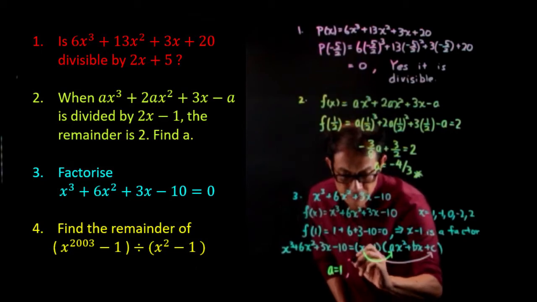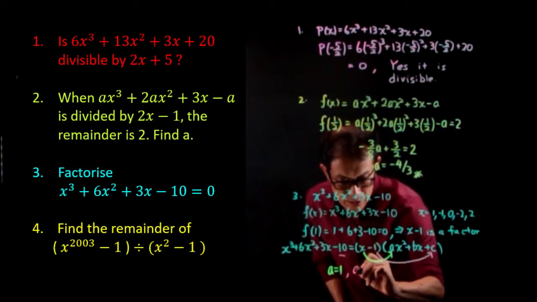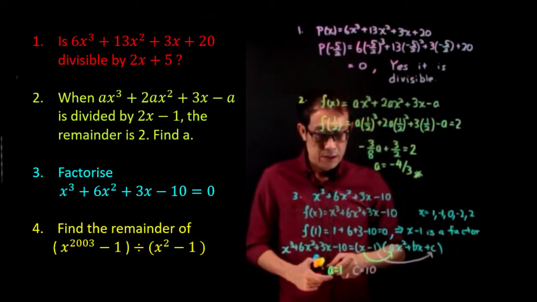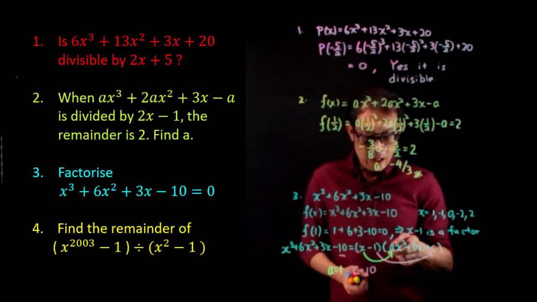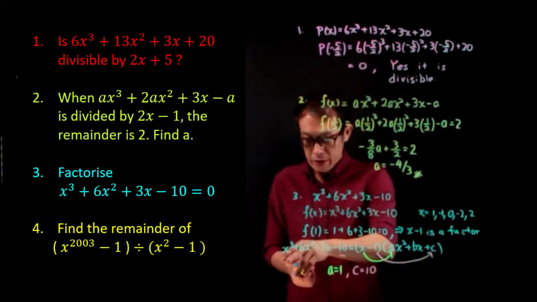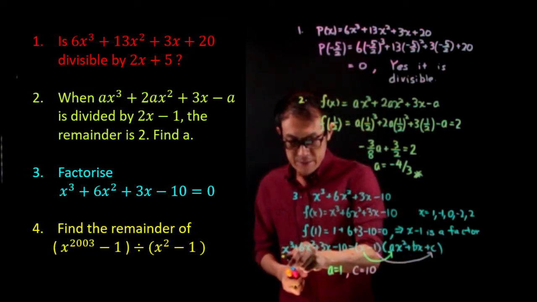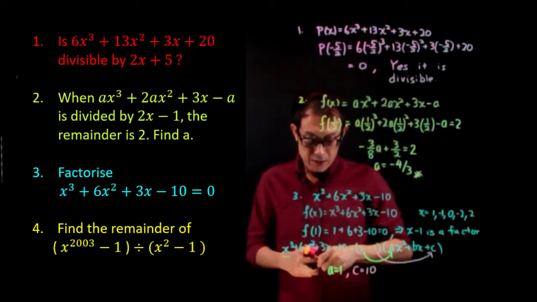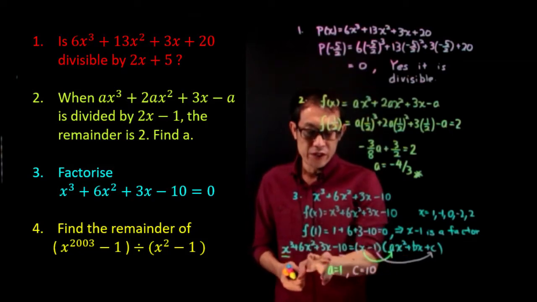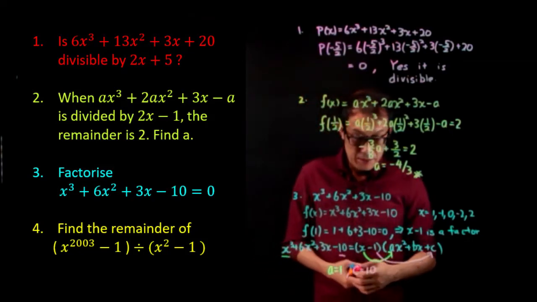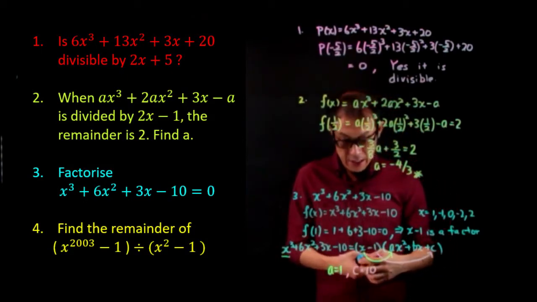So you have c equals 10. Now, how to find b? Just now we reused this term and this term. So we can compare the coefficient of either the x squared or x. Perhaps I just choose x, okay?